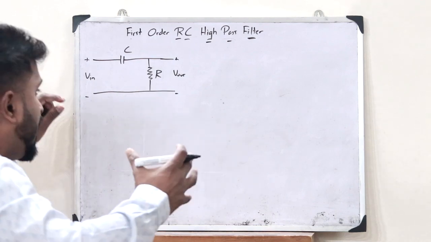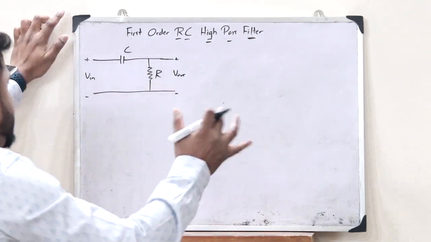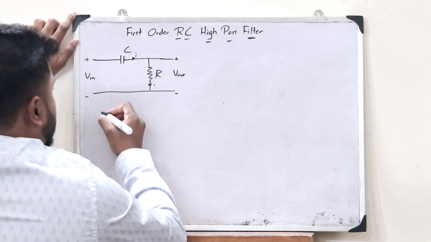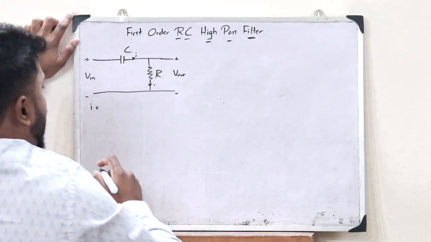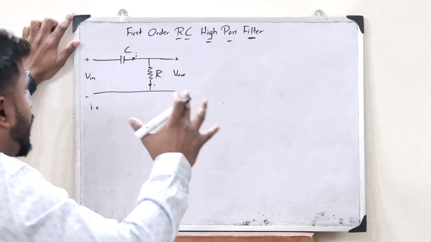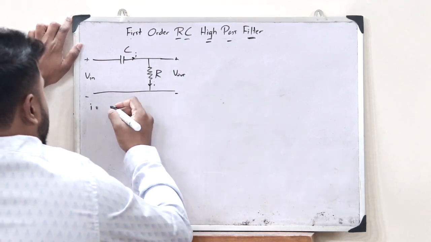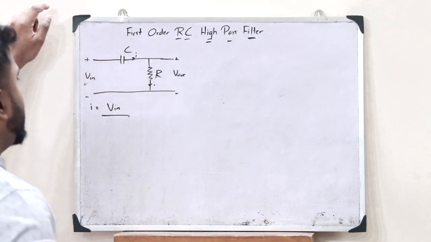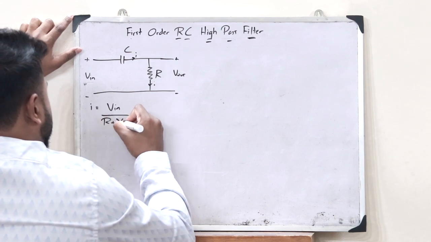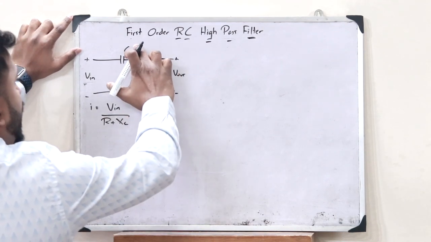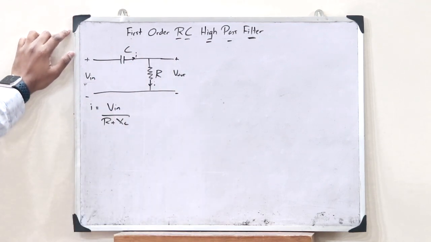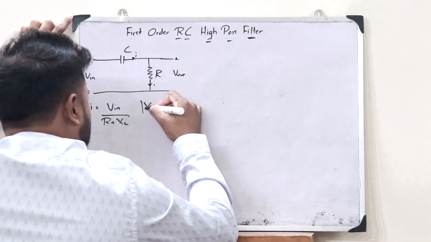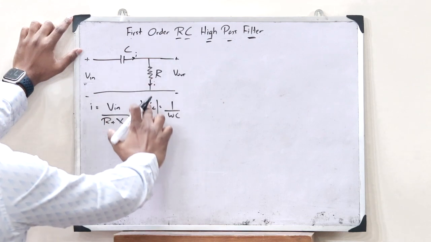Now let us understand the working of this circuit. Let us assume that the current passing through this circuit is I. According to Ohm's law, V is equal to IR. Therefore, I is equal to V by R, that is, the input voltage V in divided by, since these two are in series, R plus XC, where XC is nothing but the reactance, or the resistive value, of this capacitor. We know that XC is equal to 1 by omega C, that is the magnitude of this reactance XC.